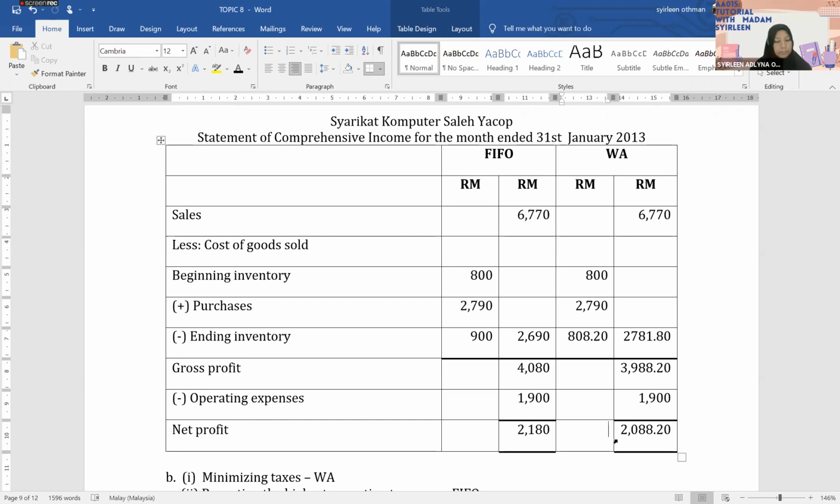Okay, sebab dia suruh kamu analyse. What is your recommendation for inventory valuation that will enable the company goals to be achieved? Satu, dia nak minimize tax. Satu lagi, dia nak report highest operating turnover. Highest operating turnover, that means dia nak income yang lebih tinggi lah.